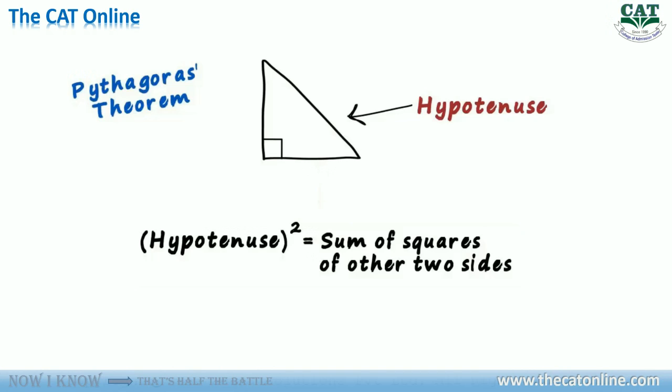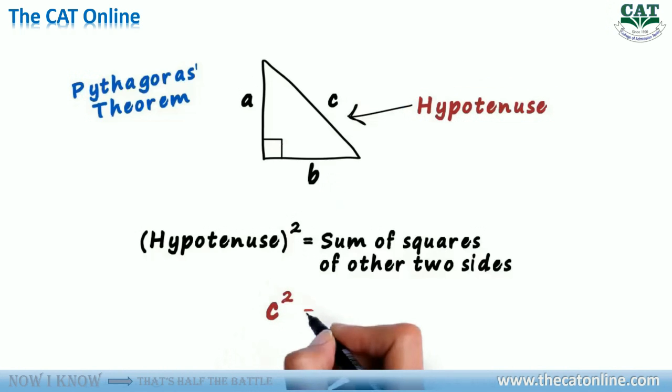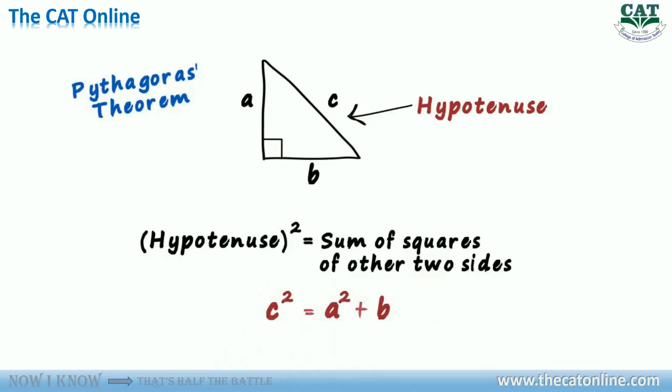So the theorem says that for any right triangle, the square of the hypotenuse is equal to the sum of the squares of the other two sides. Let's say the lengths of the sides are A, B and C. C is the length of the hypotenuse. For this triangle, we can say that C squared is equal to A squared plus B squared. If this is a right angle triangle, the square of this length will always equal the sum of the squares of each of these lengths.